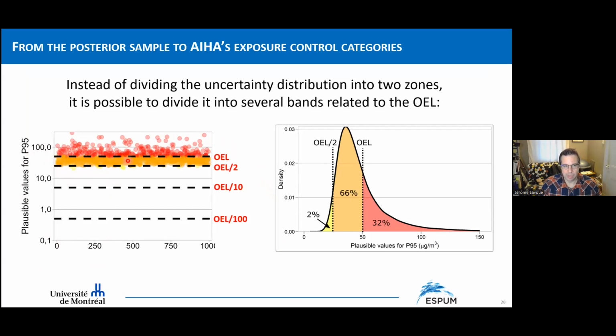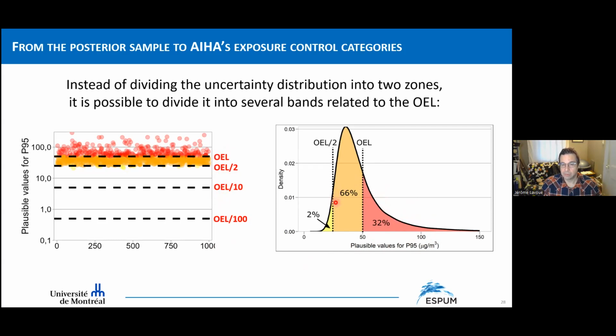So here's the OEL. I still have my 320 points above the OEL. But I can also create an area where the plausible values are between the OEL and half the OEL. And also I can put the OEL divided by 10 and the OEL divided by 100. And I can count for each of them how many of my plausible values are in it. So you see here, I still have 32% chances here that the situation is problematic.